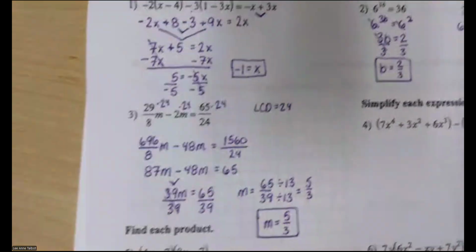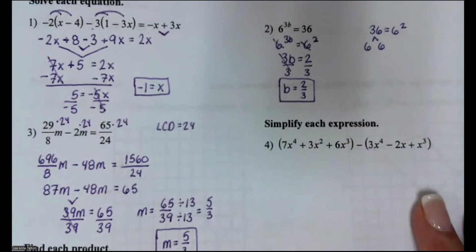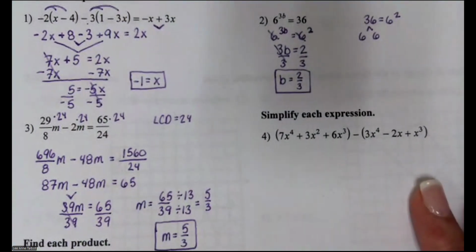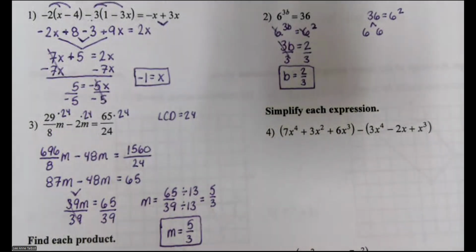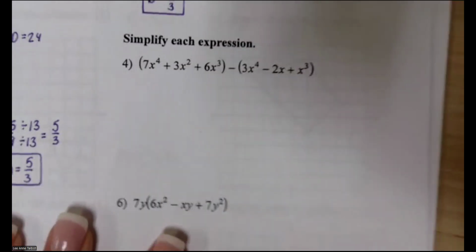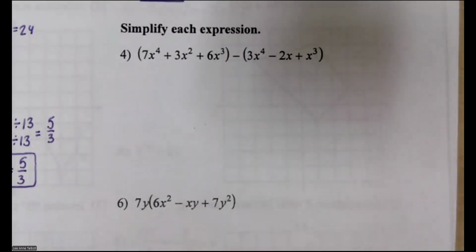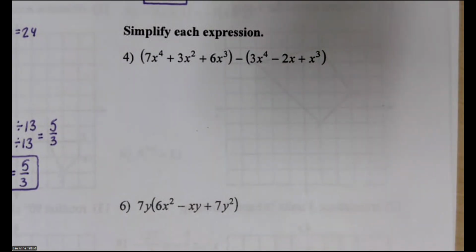Any questions on the first section? So this is different types of solving equations. Anything you want to ask me for numbers 1 through 3 before we move on? Okay, now we have a new section, 4, 5, and 6. And starting with number 4, here's my question for number 4. What is the operation in this problem?